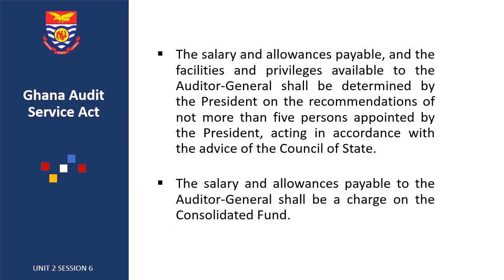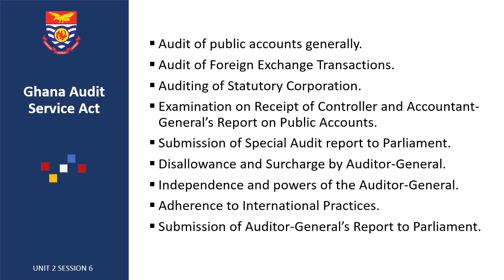Now, the salary and allowances payable and the facilities and privileges available to the Auditor General shall be determined by the President on the recommendation of not more than 5 persons appointed by the President. So they have to act in accordance with the advice of the Council of State. So these people appointed have to go and determine the salary of the Auditor General. Now, the salary that will be paid to the Auditor General has to be charged to the consolidated fund.